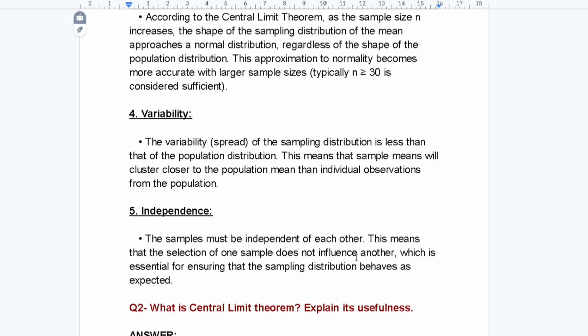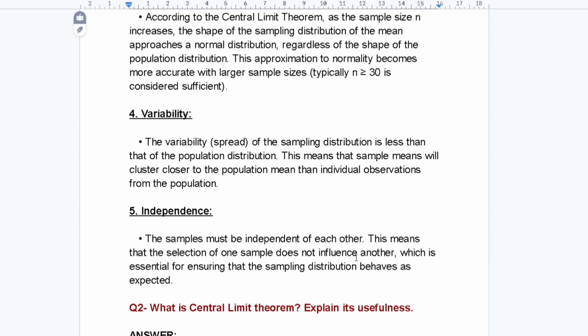Variability means the spread of the sampling distribution is less than that of the population distribution. This means that the sample means will cluster closer to the population mean than the individual observations from the population. Independence: the samples must be independent of each other. This means that the selection of one sample does not influence the other, which is essential for ensuring the sampling distribution behaves as expected.